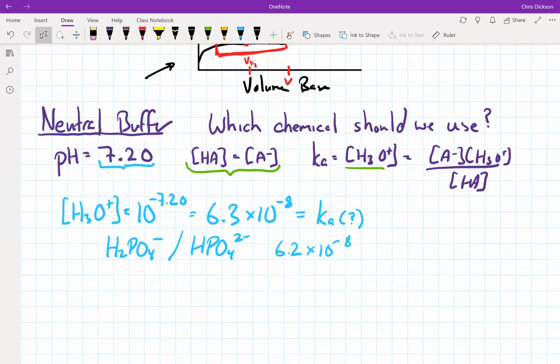Well, first of all, I need to use a weak acid and a weak base. So I've got both those. And I also need to use relatively high concentrations of the chemicals, so they're reasonably effective. So I could say something like mix 1 molar H2PO4-.